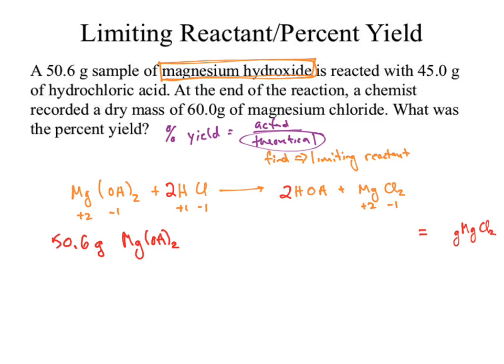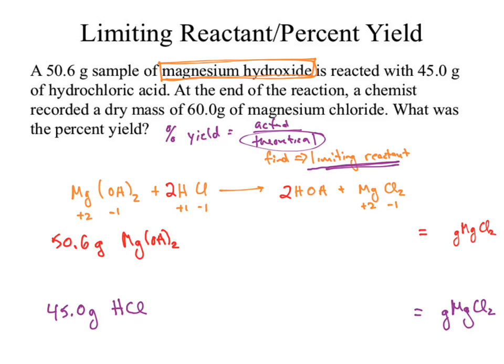Okay. Am I going to need the periodic table? Yes. Am I going to need a balanced chemical equation? Yes. Am I going to need the periodic table again? Yes. Okay. But then I can just plug that number in. No. Because then what else do I have to do? This is a limiting reactant calculation. 45.0 grams of hydrochloric acid. What do I need to turn that into? Grams of magnesium chloride. How do I do that? Use the periodic table.